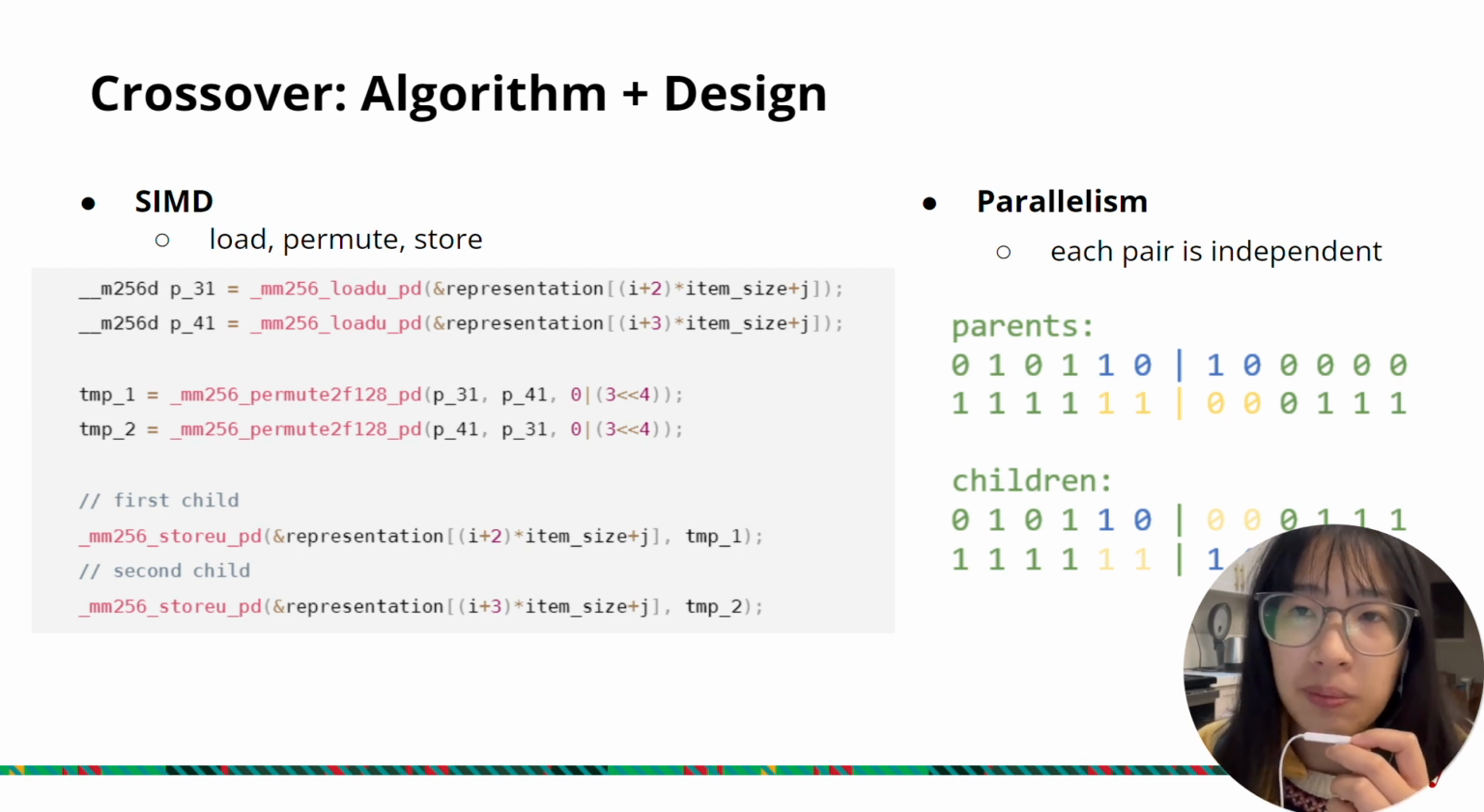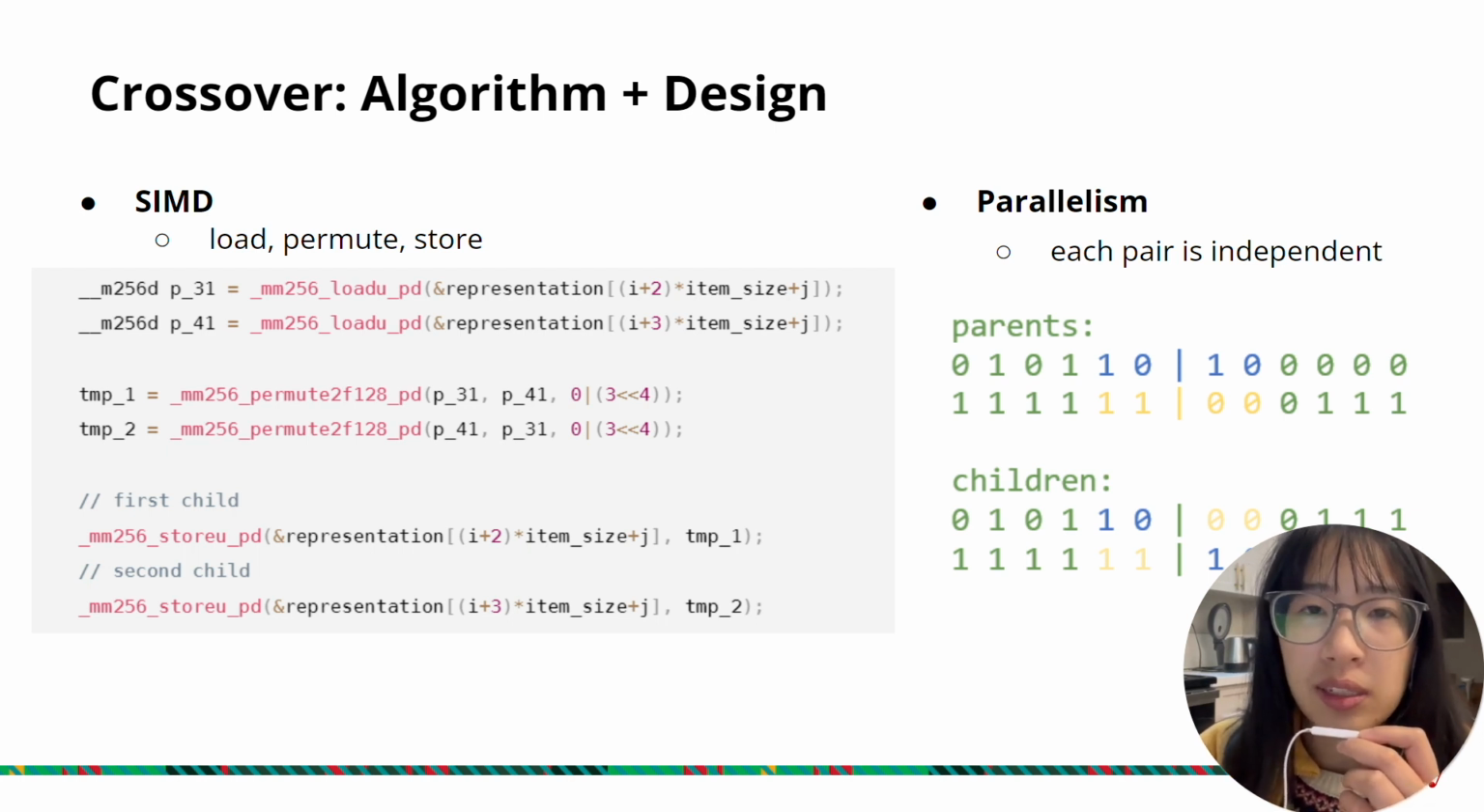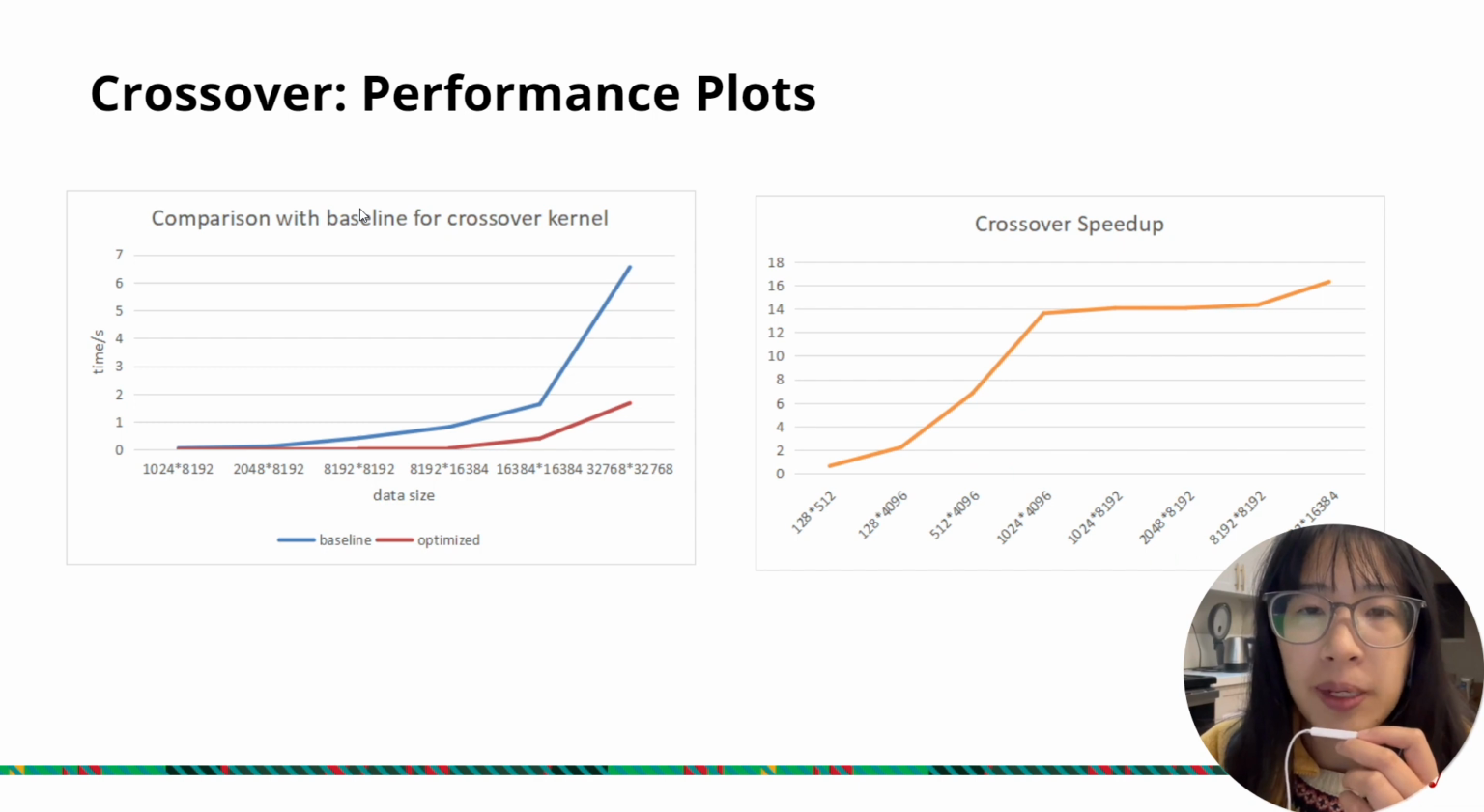And for parallelism, because each pair is independent, we can simply use OpenMP pragma for to achieve that. From the performance plot, we can see crossover achieves 16 times speedup compared with our baseline.